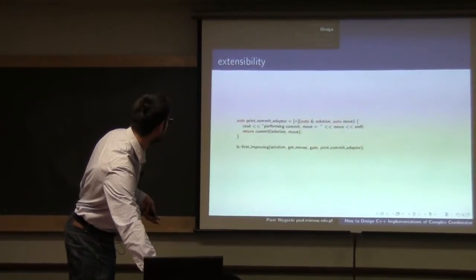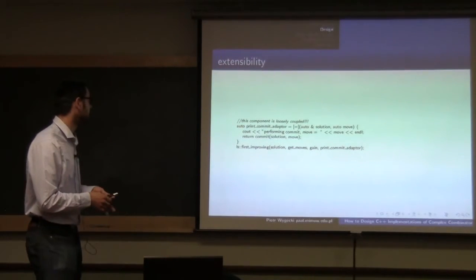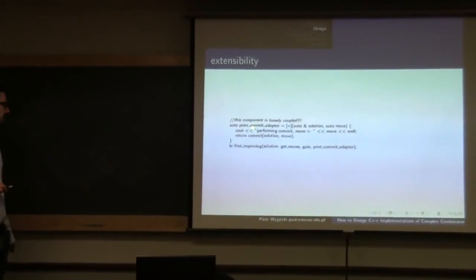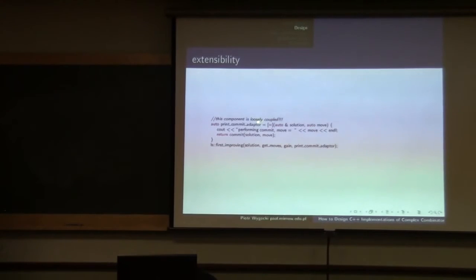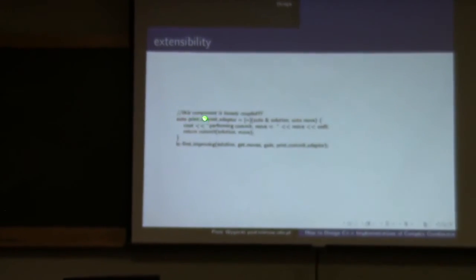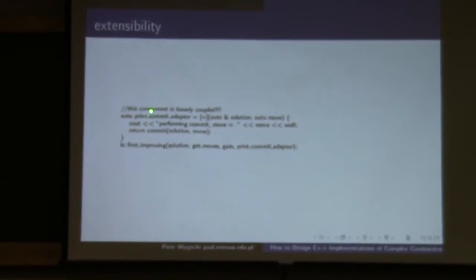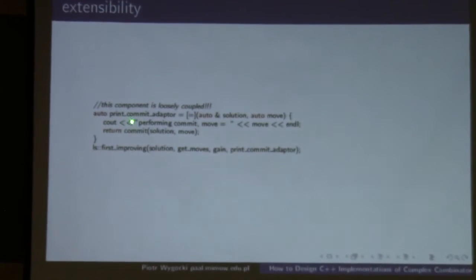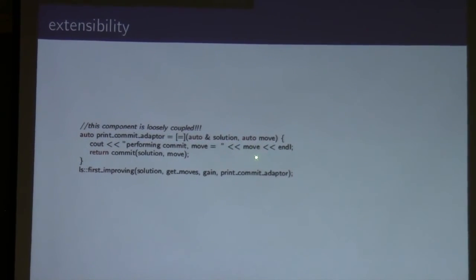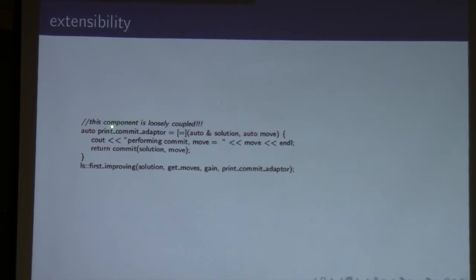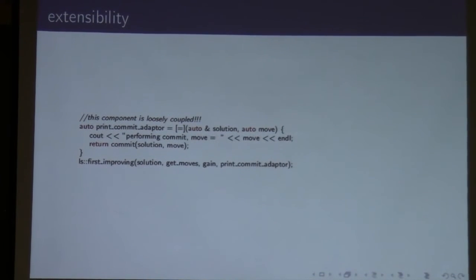That's what I was expecting, and this component is very loosely coupled. That's what I meant. So this is totally independent of the problem definition. So there's only one constraint: this move has to be printable, and that's all. So that's what I meant by loose coupling, and we are going to write our component this way. And we think that this is a very cool way of writing our components.